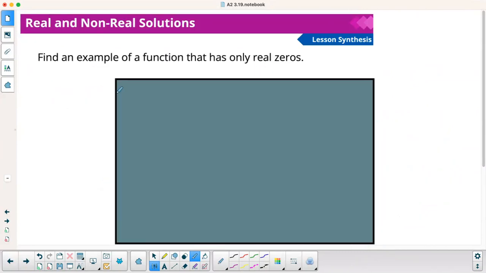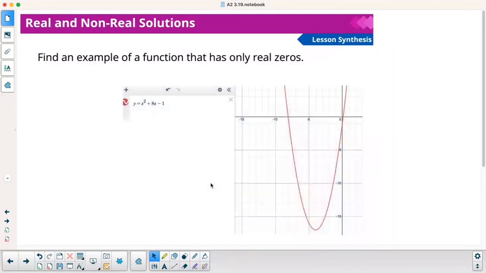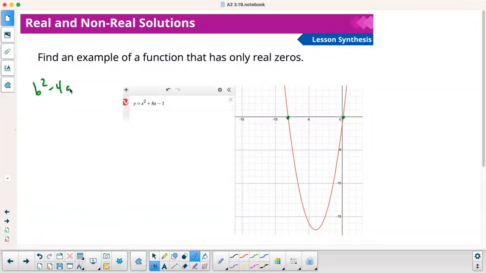All right, so find an example of a function that has only real zeros. Here was my function, x squared plus 8x minus 1. You take a look here on the graph, and you can clearly see we have two real zeros. What I did to make this up is I said, okay, b squared minus 4ac has to be positive or equal to 0, and that would have real zeros. It just can't be negative, technically.